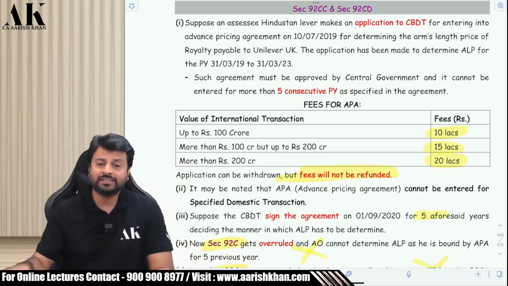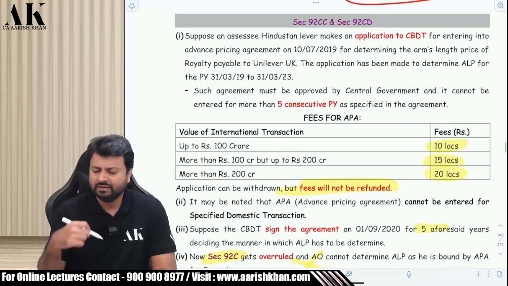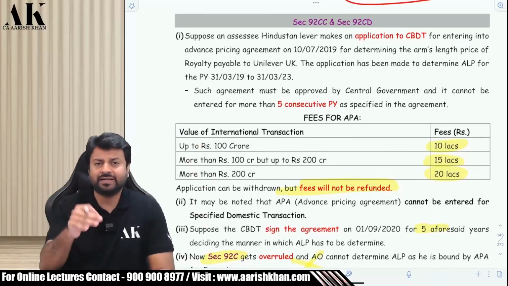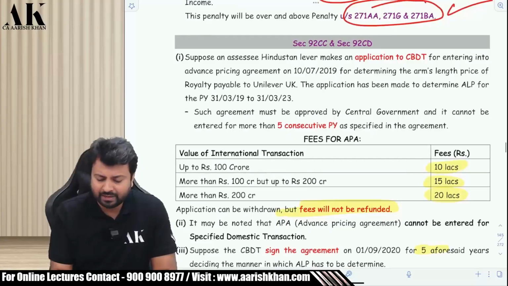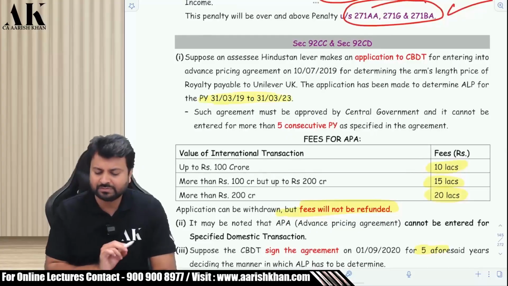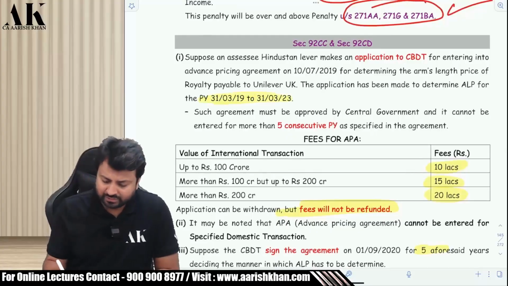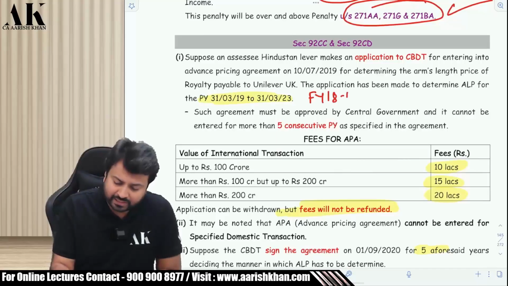Okay. Now this is applicable for 5 years. Now which 5 years? That will be written in the agreement. Say for example 31st March 2019 to 31st March 2023. Now these are which 5 years? These are financial year 18-19 to financial year 22-23. Okay, so these are the 5 years which are covered over here.